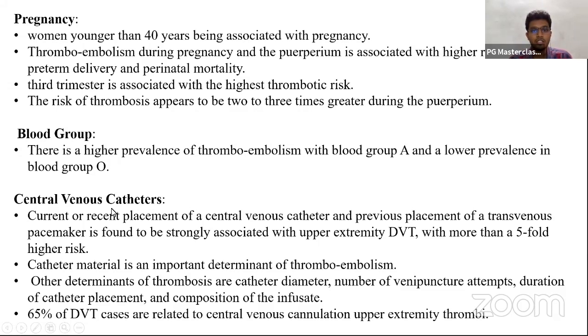Central venous catheters. The current or recent placement of a central venous catheter and previous placement of a transvenous pacemaker is strongly associated with upper extremity DVT. If they are placed transfemorally, there is also an increased risk of deep venous thrombosis in the lower limbs, with more than a 5-fold higher risk. The catheter material is an important determinant of thromboembolism. Other determinants are catheter diameter, number of venipuncture attempts, duration of catheter placement, and composition of the infusion.